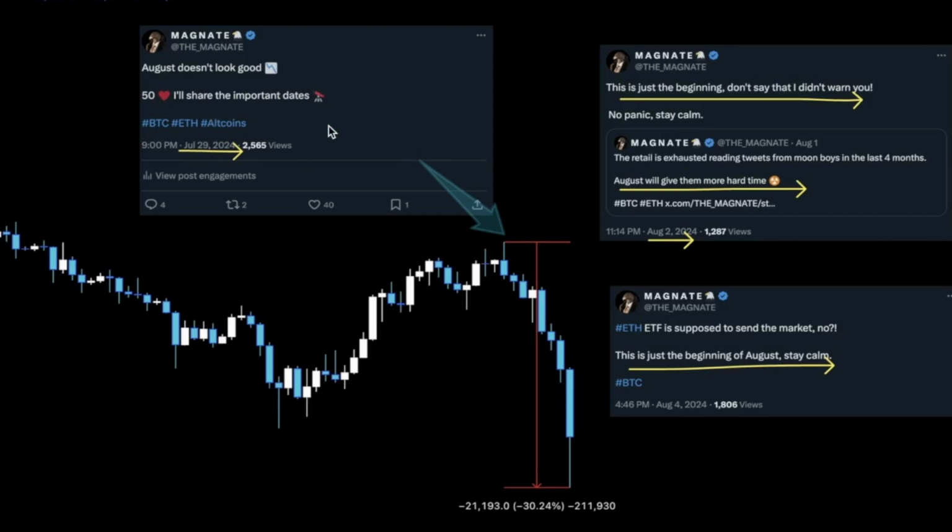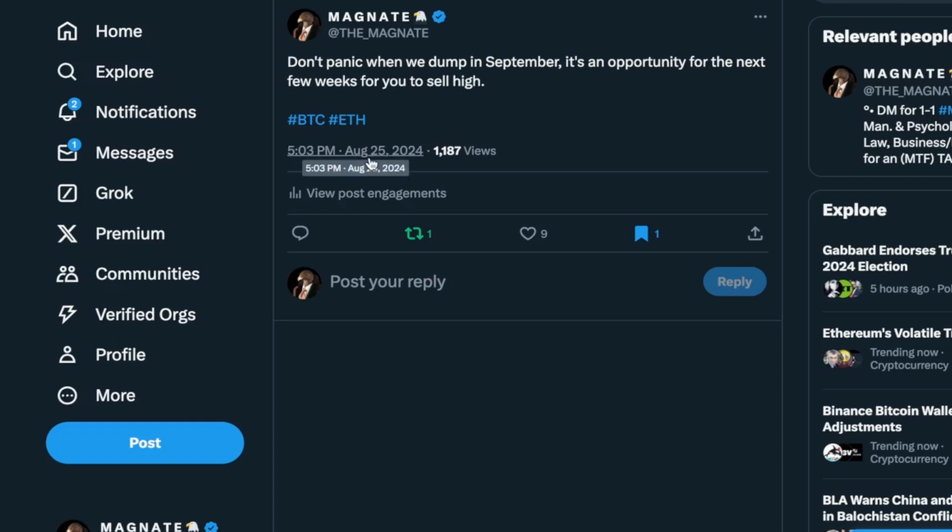This is the August analysis that I made clearly in July, exactly from the top, where I said August doesn't look good, and that's the beginning when it started dumping, as you can see. And then again, I warned 48 hours before this dump, so you can look at the timestamps. I gave another warning on the 25th of August: do not panic when we dump in September. It's an opportunity for the next few weeks for you to sell high.